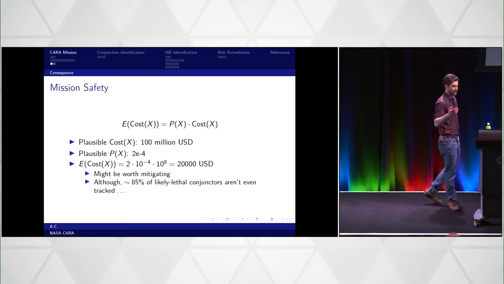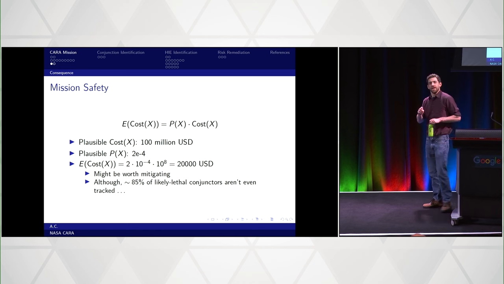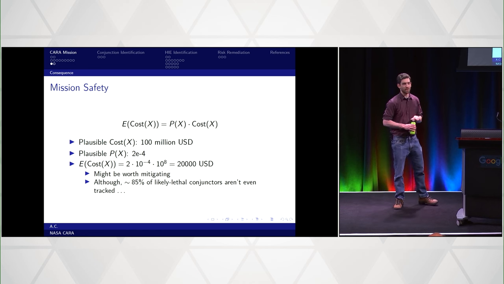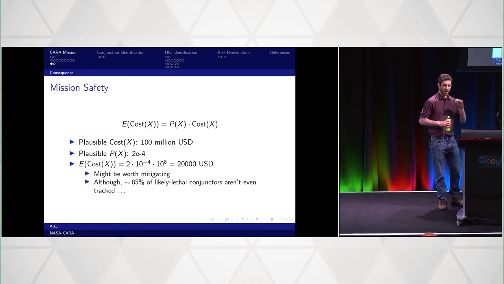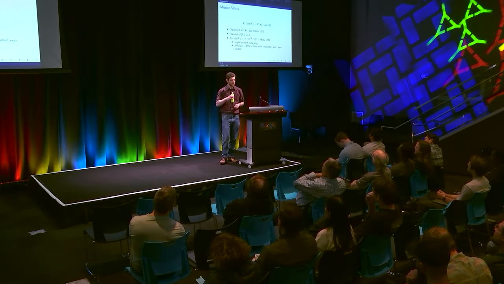This might be worth putting a little bit of work into remediating, although this is not actually going to be very good in my perf packet, because it turns out that by NASA CARA's own admission, something like 85% of likely lethal conjunctors aren't even tracked. They're not going through the pipeline. Which means, okay, sure, we have a bunch of these $20,000 events that we can mitigate, but there's a whole bunch that are flying under the radar and we're apparently just okay with.